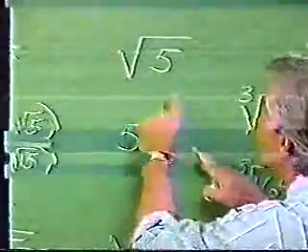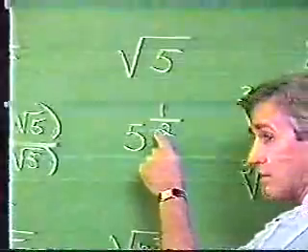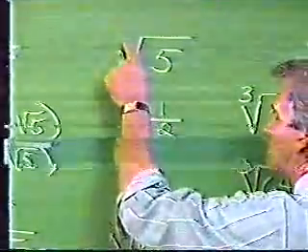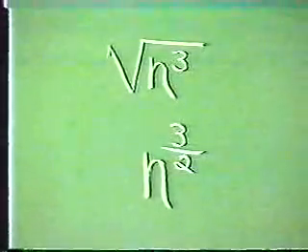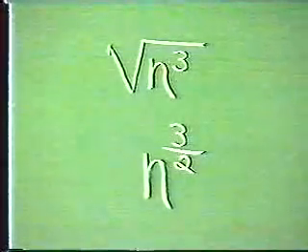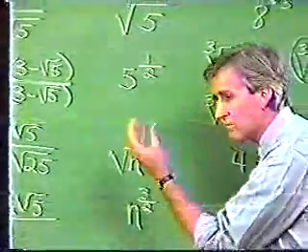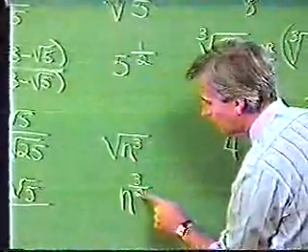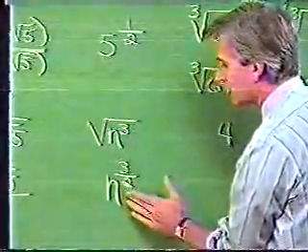This exponent has a numerator and denominator. The denominator of a fractional exponent indicates the index of the radical. Right here, the square root of n cubed can be written as n to the 3/2 power. Now, notice that the 3 indicates what we have in the past thought of as a regular exponent, and the 2 indicates the index of the radical. So n to the 3/2 power.